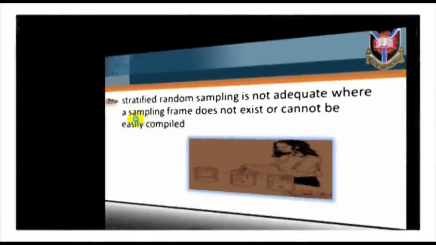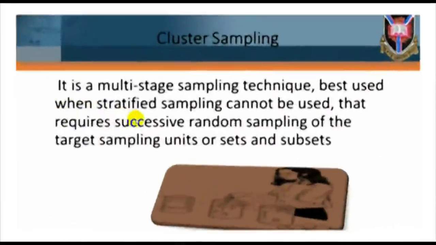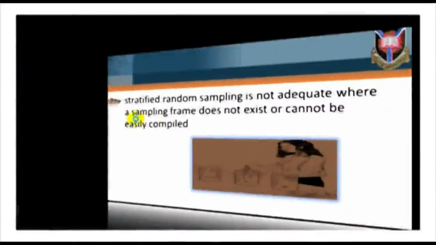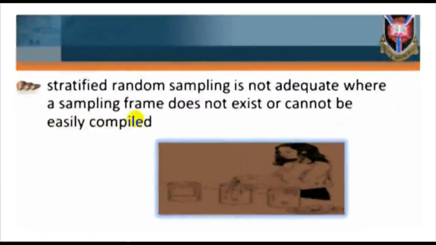However, stratified random sampling is not adequate where a sampling frame does not exist or cannot be easily compiled. For instance, having a sampling frame for the population of Nigerian youth may be rather difficult. Also, when a sample frame exists but members of the population are so scattered that one may not be able to clearly spell out a stratum as distinct from another, then stratified random sampling is not adequate.